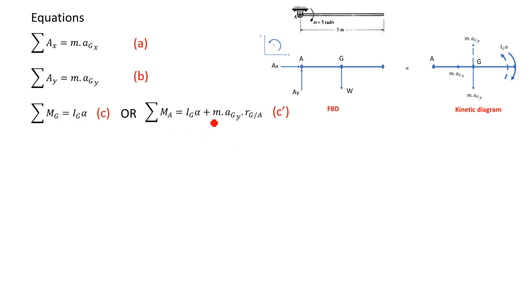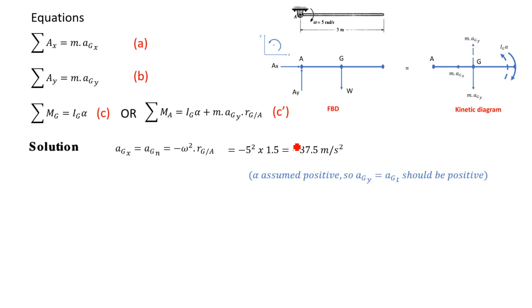So the moment around the point A is going to be equal to the IG, the MMI of course, multiplied by alpha, plus the mass multiplied by the AGY multiplied by the distance from the G to A. So these are the three equations we're going to use. We're going to check each of them and see how they work. In the solution, start with the easiest point. The AGX is known, and AGY can be found because it's going to be the tangential acceleration. So anyway, I can start to do the calculation.